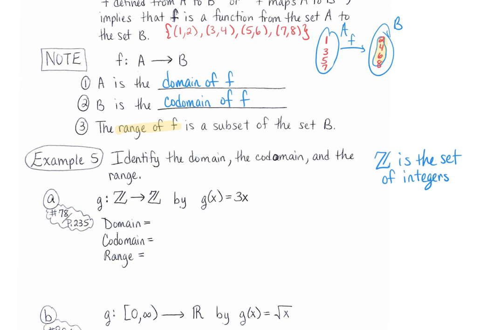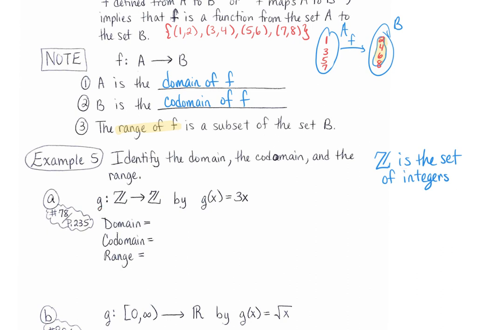So Z is the set of integers. Give me examples of integers. -1, 3, 0. And you can sum it up by saying you have what kinds of numbers? Positive numbers, negative numbers, and 0. Good. So you have the set of integers.